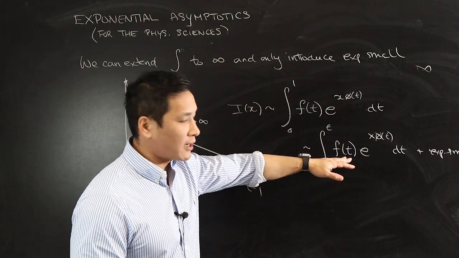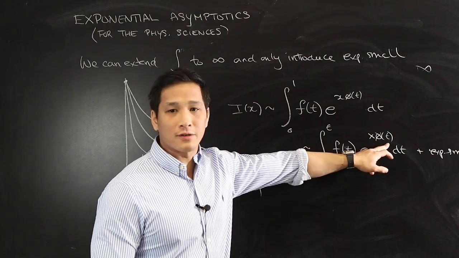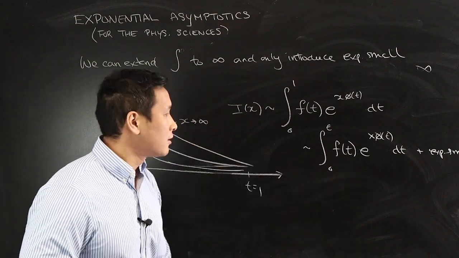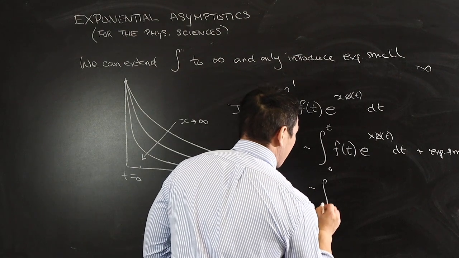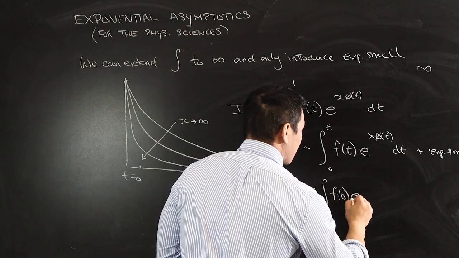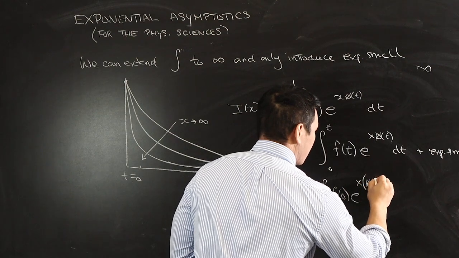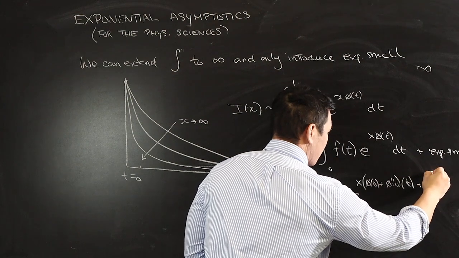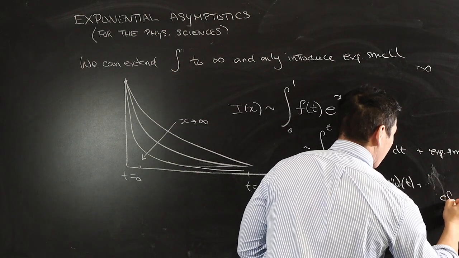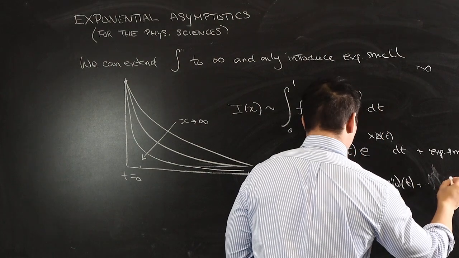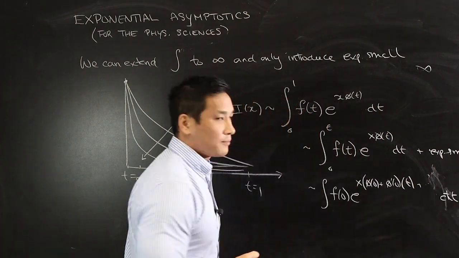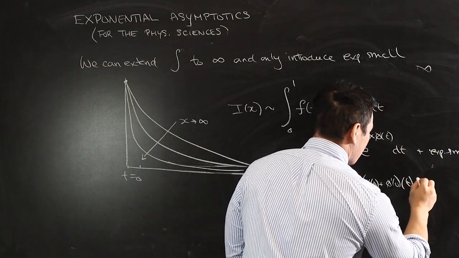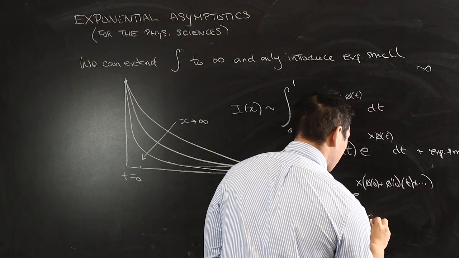You then Taylor expand f of t and phi of t about the endpoint. That's essentially what we did to get the geometric expansion for f of t. So you might approximate this as basically f of 0 times e to the x times phi of 0 plus phi prime of 0 times t plus so forth. I feel like I'm going to go off screen again. That's a dt. If you can't read that, let me write that out properly. So this is a plus dot dot dot times a dt.